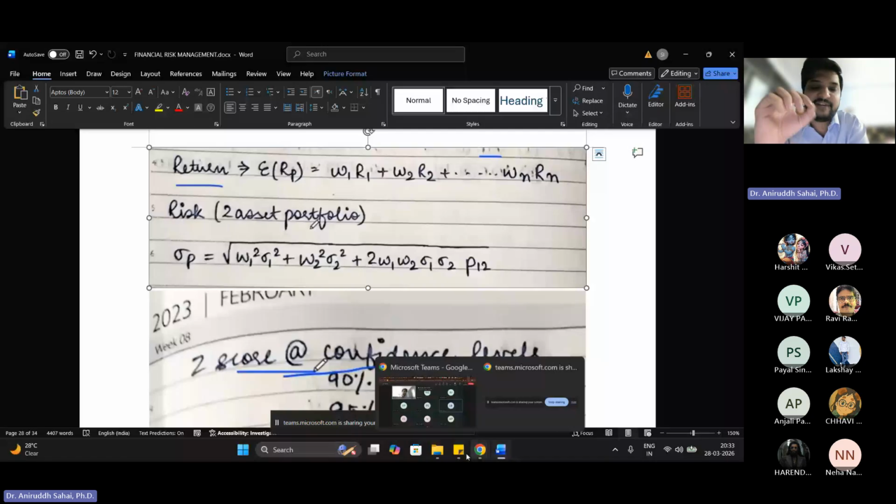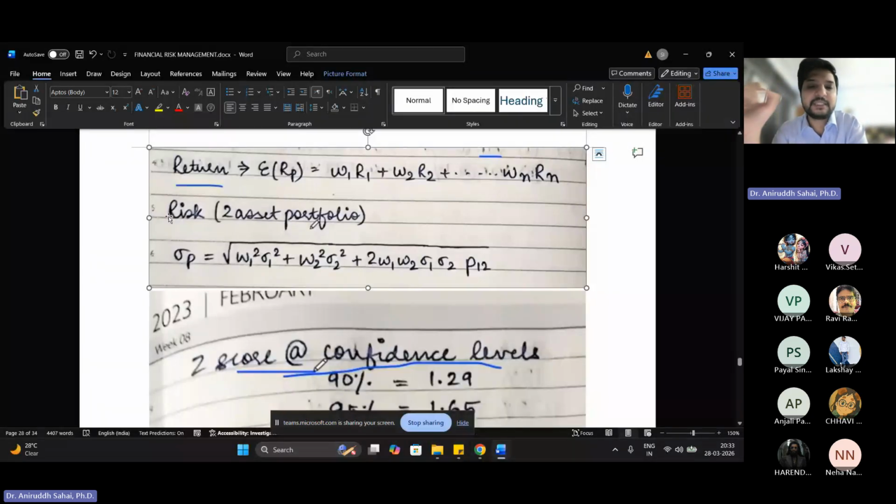You take the weight of the first asset square into the standard deviation square of the first asset plus the weight of the second asset square into the standard deviation square of the second asset. Then you add 2 times the weight of the first and the second asset into the standard deviation of the first and the second assets into the last character, the Pearson correlation coefficient. तो जो दोनों assets के बीच का correlation coefficient है, उससे multiply करते हैं.